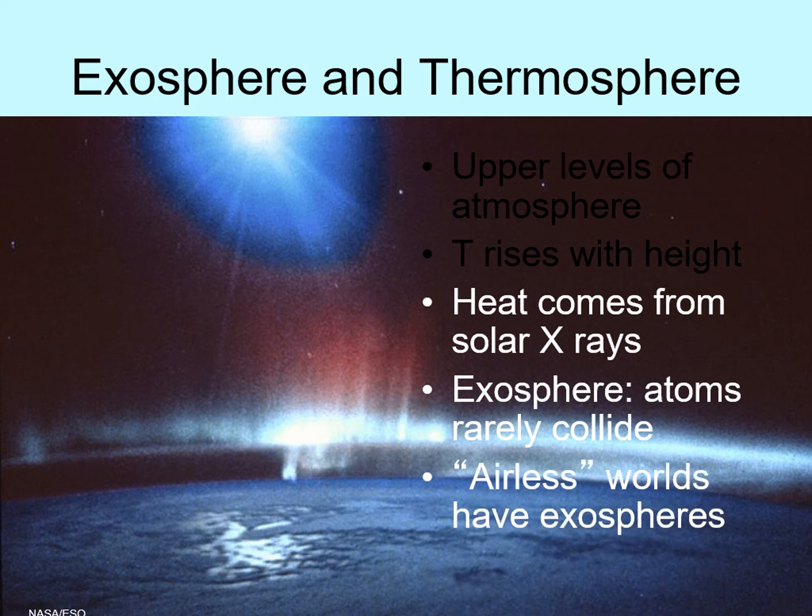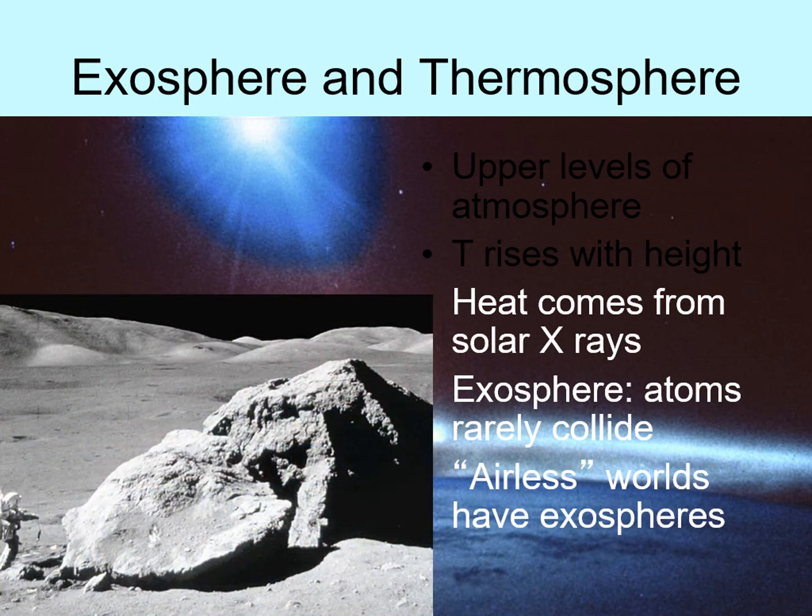Smaller worlds in our solar system, like the Earth's moon, are often considered airless. In fact, they usually do have a small amount of gas surrounding them. However, this gas is so thin that it behaves as simply an exosphere.